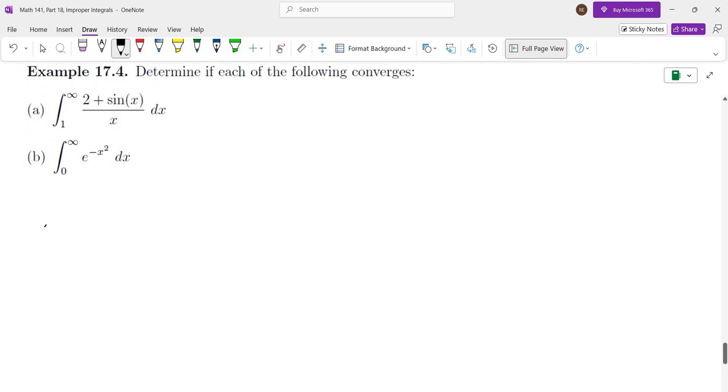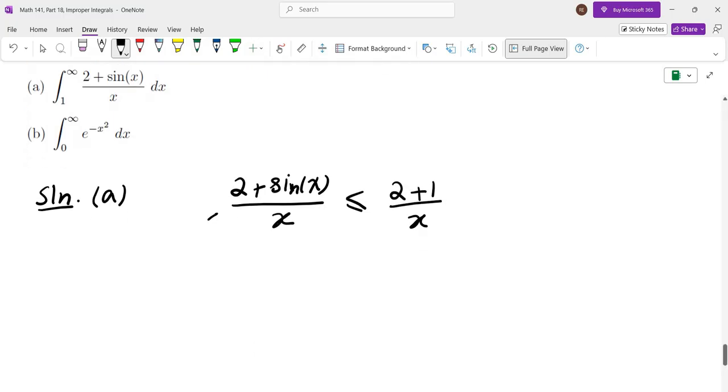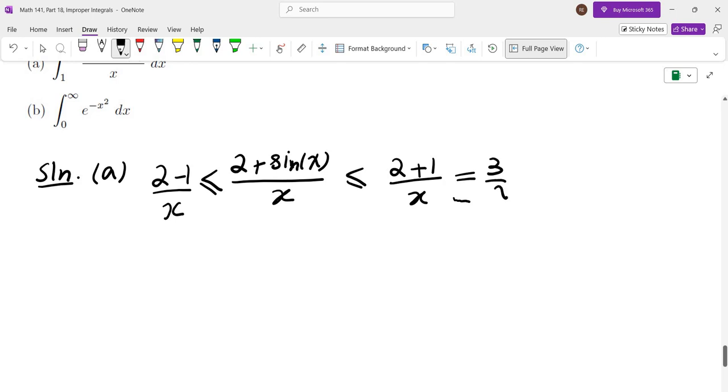Okay, so let's look at a couple of examples on this one. We want to determine if each of these is going to be convergent. If we look at 2 plus sine of x over x, this would be less than or equal to 2 plus 1 over x. Sine of x over x is very difficult to integrate. In fact, it's not possible. But we can replace it with 1 and negative 1 to get to things that are easier to integrate. So we get, on one side, 3 over x, and on the other side, 1 over x.